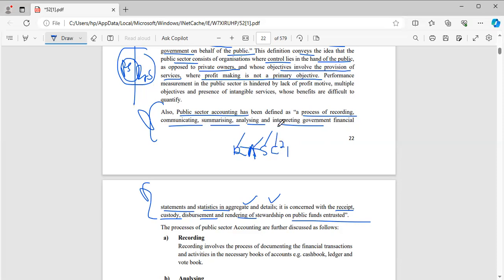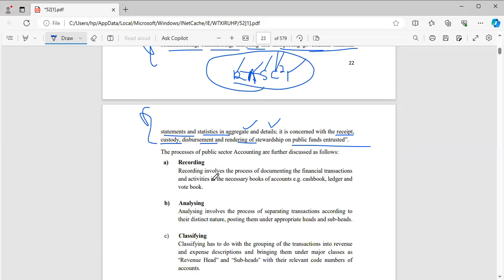Since this is C2, this is classify. Then after classify, you communicate, and after communicate, you interpret. So public sector accounting talks about the recording, analyzing, summarizing, classifying, communicating, and interpreting of government financial information, or of government financial statements in aggregate and in details to its users, as simple as that. You don't need to put in all these other definitions. Once you're able to spell this out, you are fine and good to go, okay?